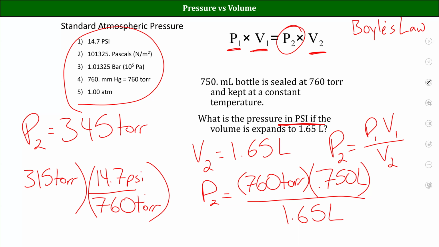Brooke? Sorry. Yes. Can torr have a decimal? Because I got 345.45. Torr can have a decimal because it is millimeters of mercury, so it is like measuring a length. We just cut it to 3 sig figs because we only had 3 sig figs there and there. And then I guess technically I should have specified that that's 3 sig figs too.